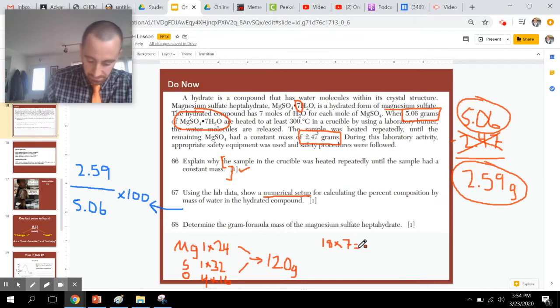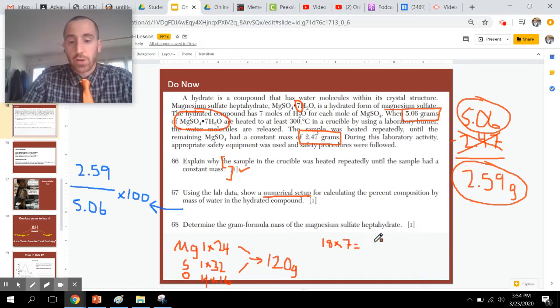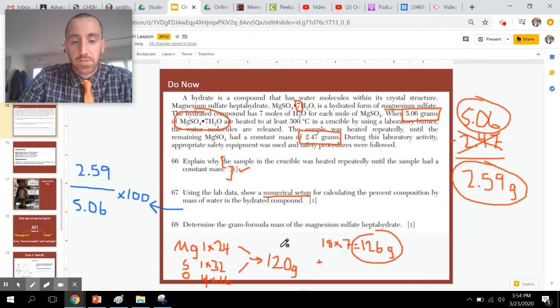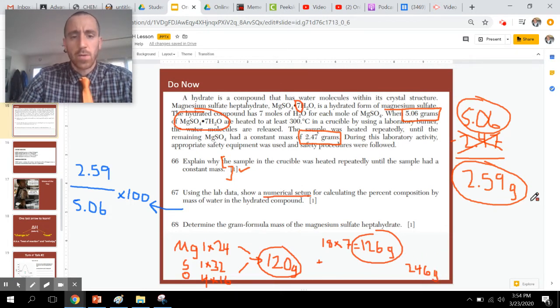So let's do this. We have 18 times 7. We have another 126 grams that come from the water. So my gram formula mass should be 120 plus 126, which would be 246. So my final answer should be 246. Like I said, it's a brave new world here, guys. You should be able to go check your work. If you really care about this stuff and you're really trying to make this online learning work, see if you're right.